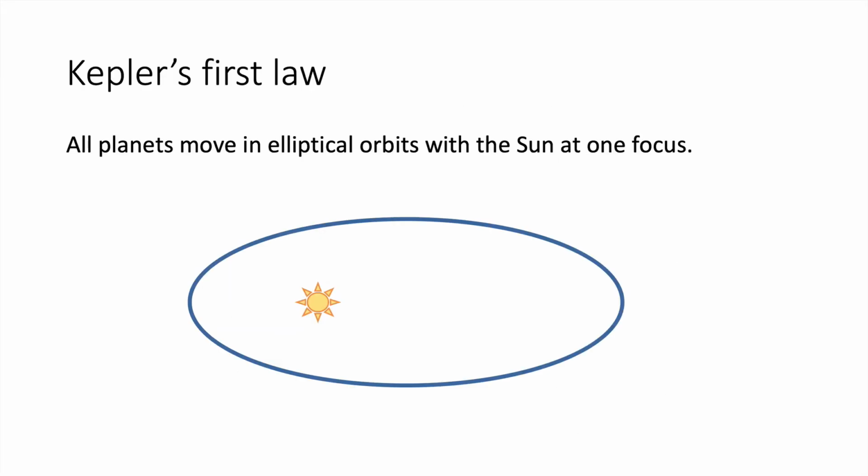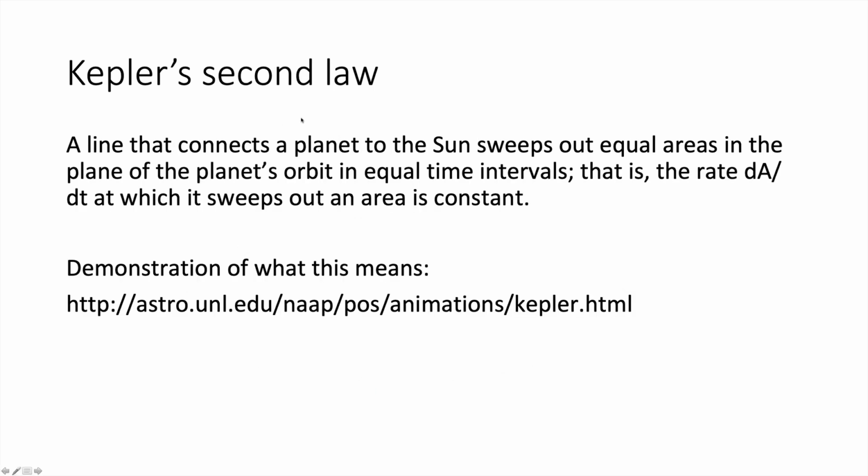So this brings us to Kepler's laws. Kepler's first law tells us that all planets move in elliptical orbits like this one, with the sun at one focus. An ellipse has two focuses, and the sun which it's orbiting around needs to be at one of these. Kepler's second law tells us that a line that connects a planet to the sun sweeps out equal areas in the plane of the planet's orbit in equal time intervals. That is, the rate dA/dt at which it sweeps out an area is constant.